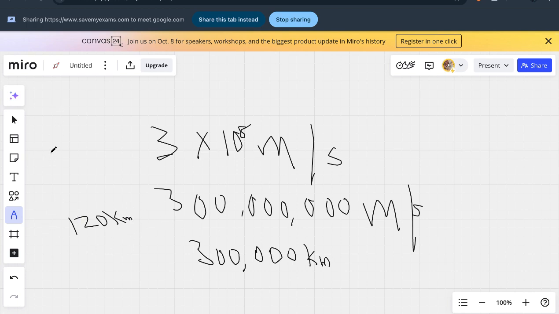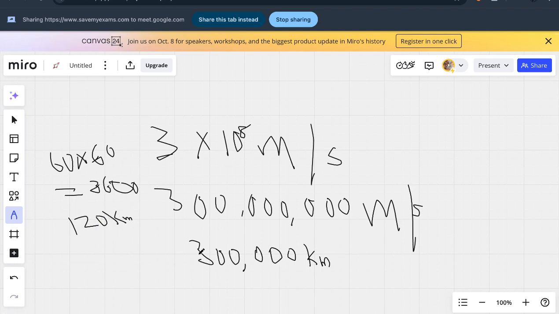An hour means 60 times 60. If you change to seconds, 60 multiplied by 60, which is 3,600 seconds. Okay, this is what it takes a fast-moving car to cover just 100 to 120 kilometers.